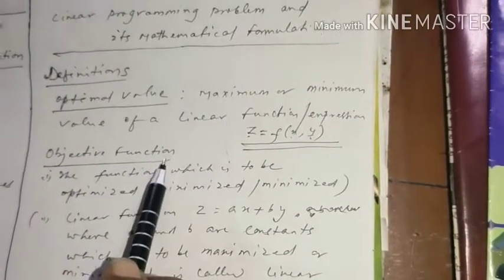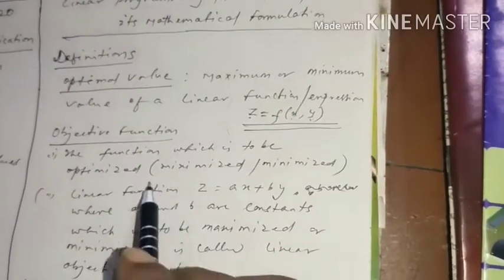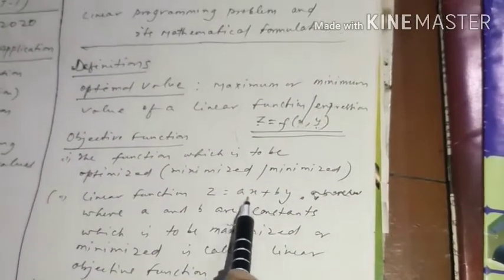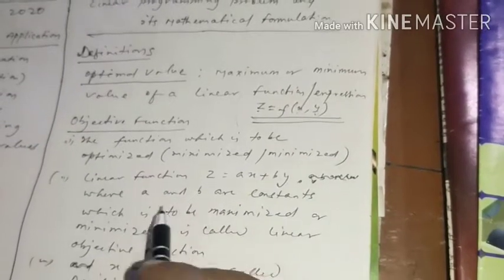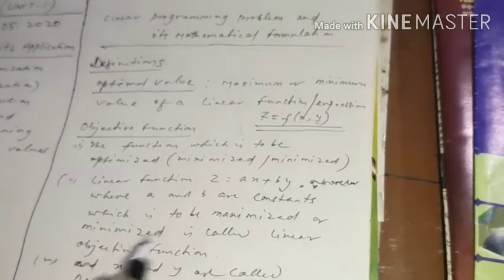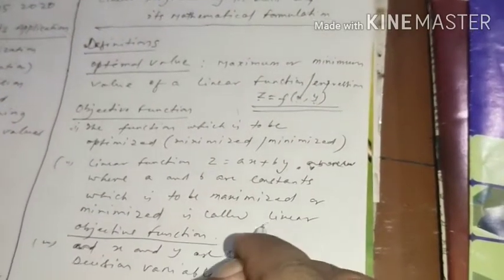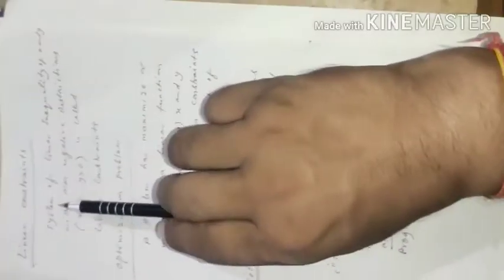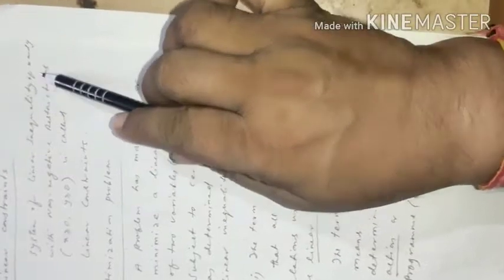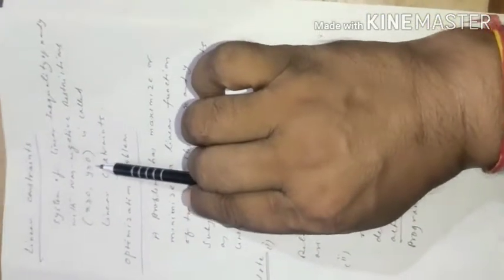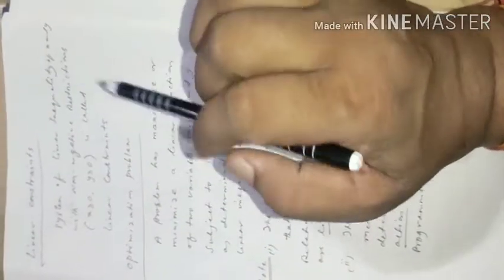What is the objective function? The function which is to be optimized, that is maximized or minimized. A linear function, suppose z equals ax plus by, where a and b are constants, which is to be maximized or minimized, is called the linear objective function. And x and y are called decision variables. A system of linear inequalities of x and y with non-negative restrictions, x greater than or equal to 0, y greater than or equal to 0, is called linear constraints.